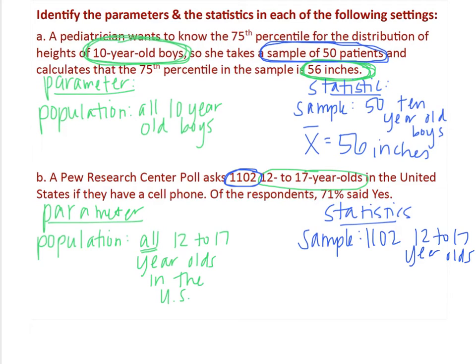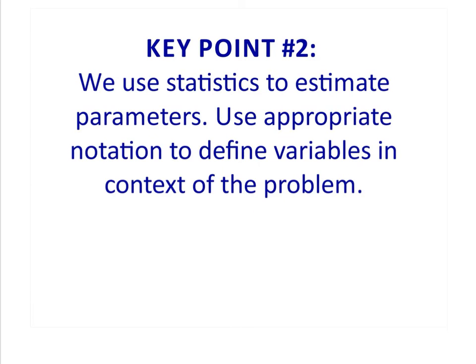Well, then it asks who has a cell phone, and of the respondents, 71% said yes. So if I think about the sample proportion who said yes, the sample proportion is my p hat, that's a statistic, and that would be 0.71. So key point number 2, we use statistics to estimate parameters. So we use the sample to estimate the population, and we use appropriate notation to define variables in context of the problem.